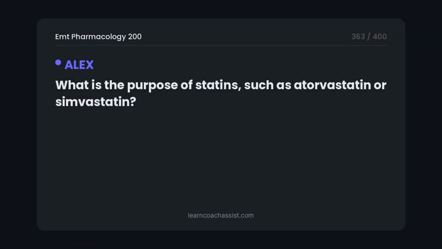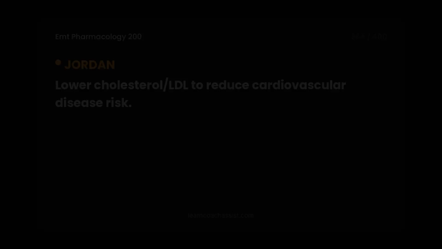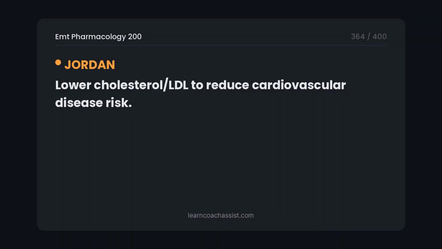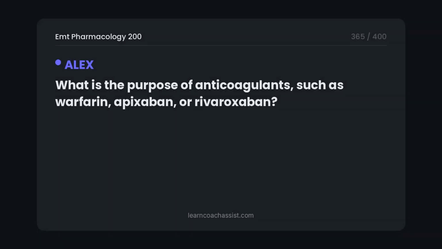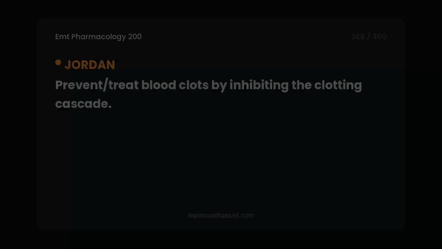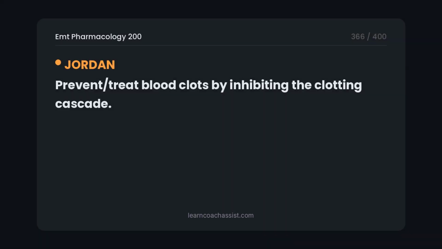What is the purpose of statins, such as atorvastatin or simvastatin? Lower cholesterol/LDL to reduce cardiovascular disease risk. What is the purpose of anticoagulants, such as warfarin, apixaban, or rivaroxaban? Prevent/treat blood clots by inhibiting the clotting cascade.